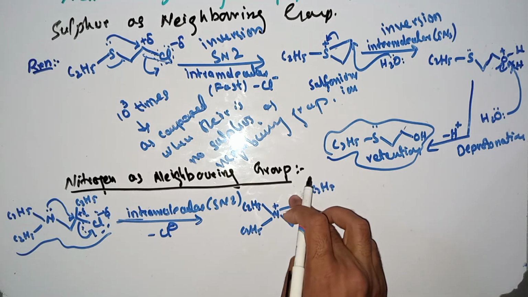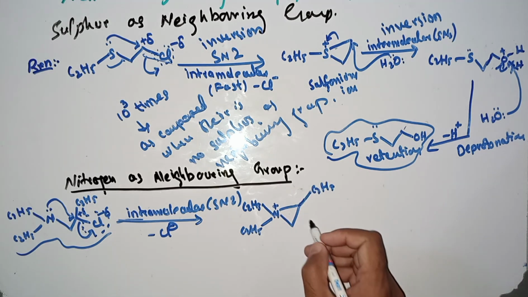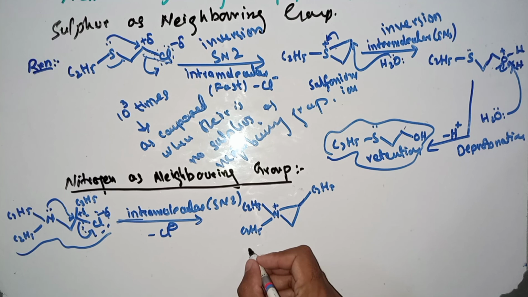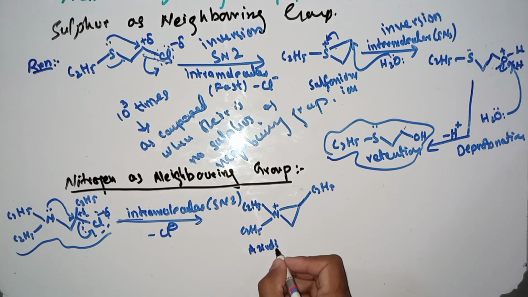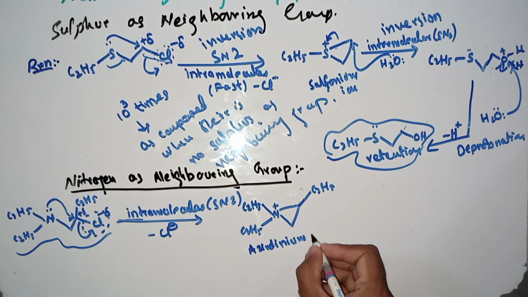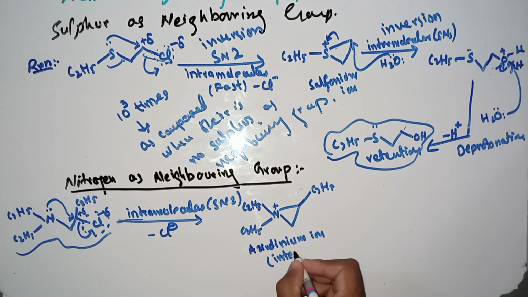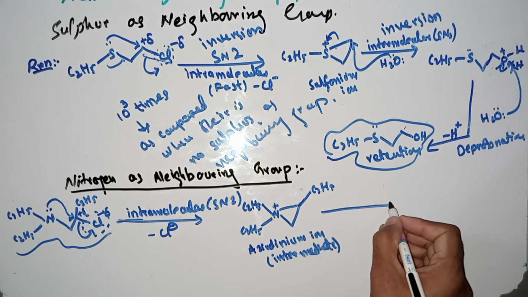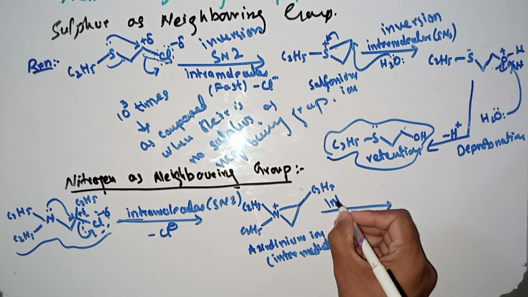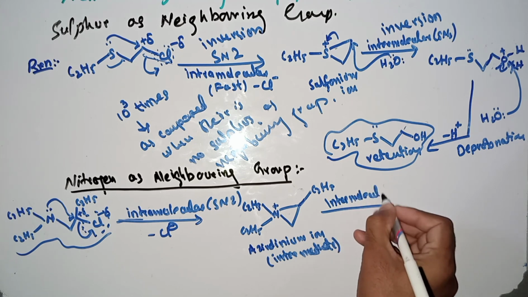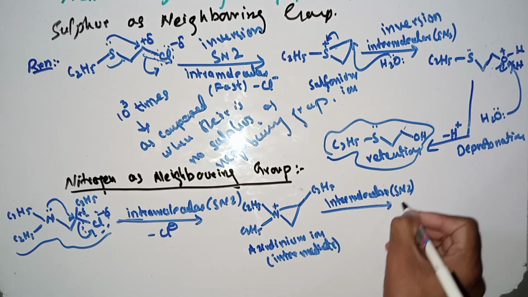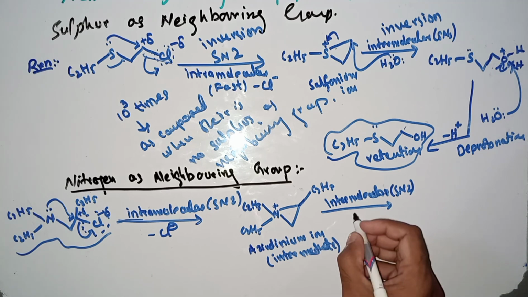So this is the intermediate, the aziridinium ion, this is the intermediate product, and we know that the intermediate is unstable. After that, the intermolecular SN2, another step. Intermolecular SN2 means that from outside the molecule, another molecule will attack on this. An SN2 attack will be present.